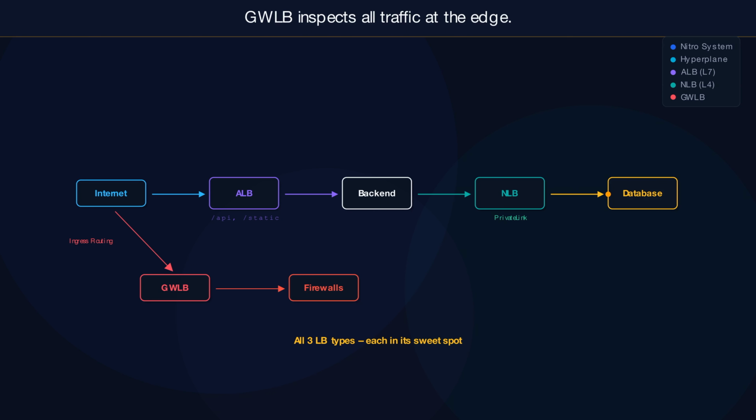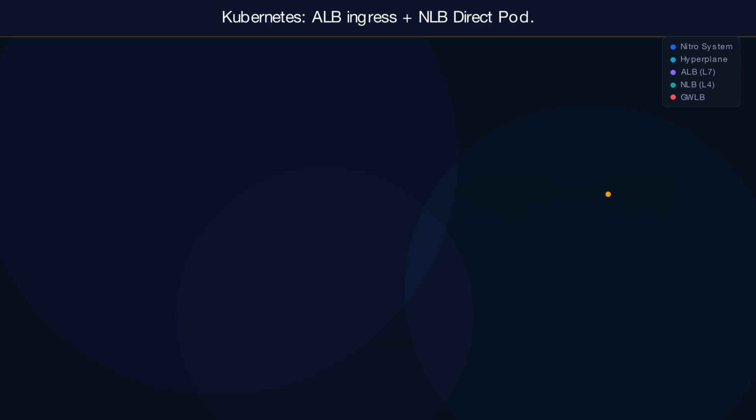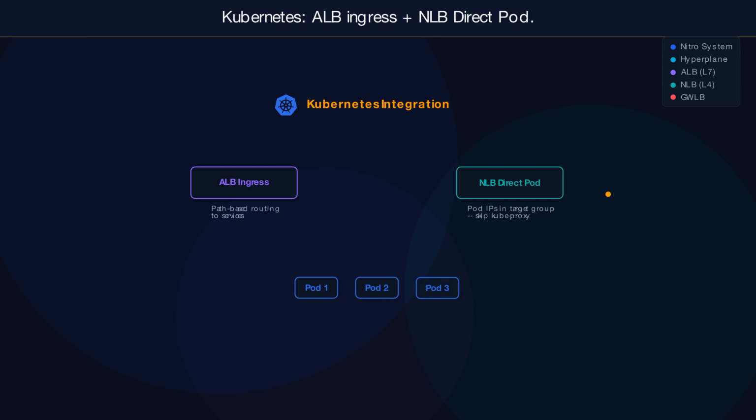Now at security, Gateway Load Balancer sits at the VPC edge with ingress routing. Every packet entering from the internet passes through firewall appliances first. The database VPC gets its own GWLB endpoint, so even internal traffic is inspected. All 3 load balancer types working together, each in its sweet spot.